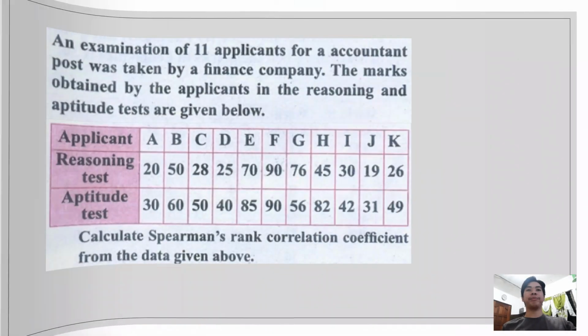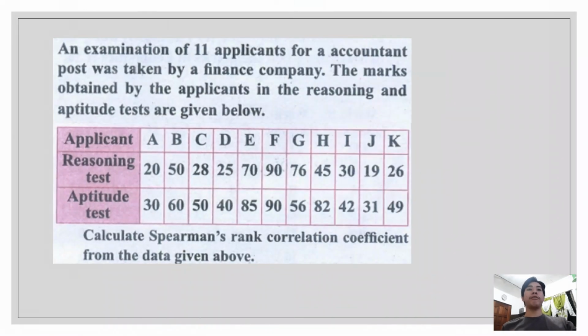Example number 4. An examination of 14 applicants for an accountant post was taken by a finance company. The marks obtained by applicants in the reasoning and aptitude test are given below. We name the applicants with the letters A, B, C, D, E, F, G, and so on. The reasoning test is our X variable, and the aptitude test is our Y variable.